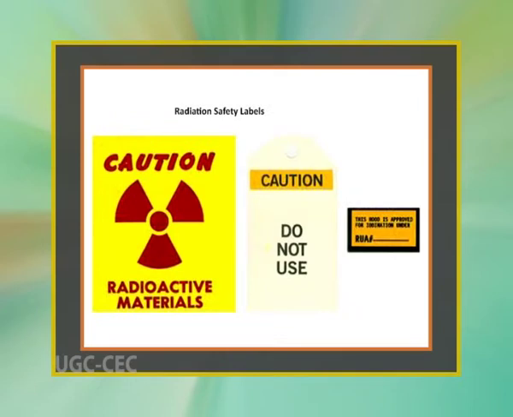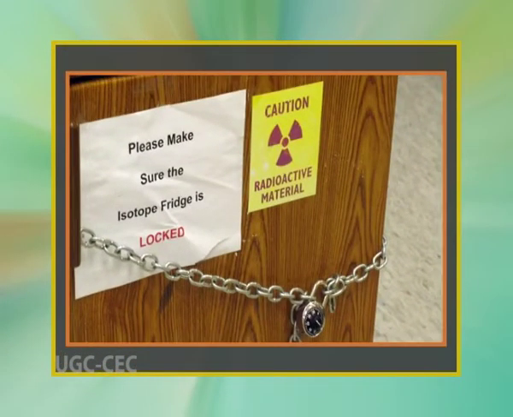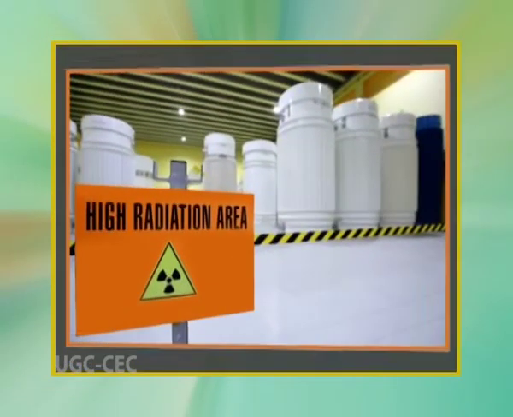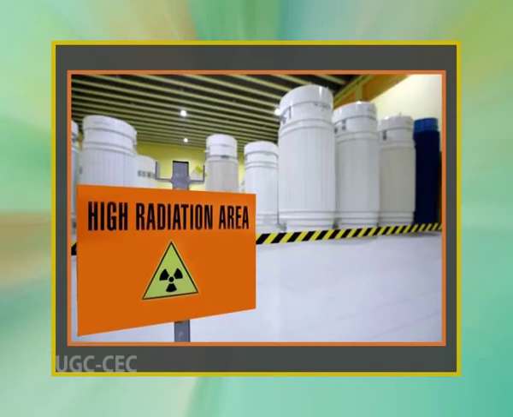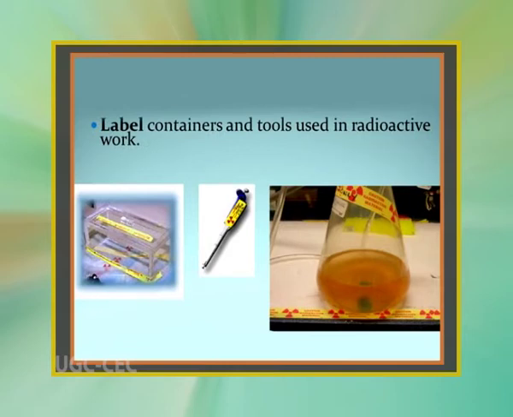Radioactive material signs must be posted on all doors of rooms containing radioisotopes. Refrigerators and cabinets containing radioisotopes must also have a radioactive material sign posted near the opening handle. If at all possible, a specific area in the laboratory should be set aside and clearly posted that it is for radioisotope use only.